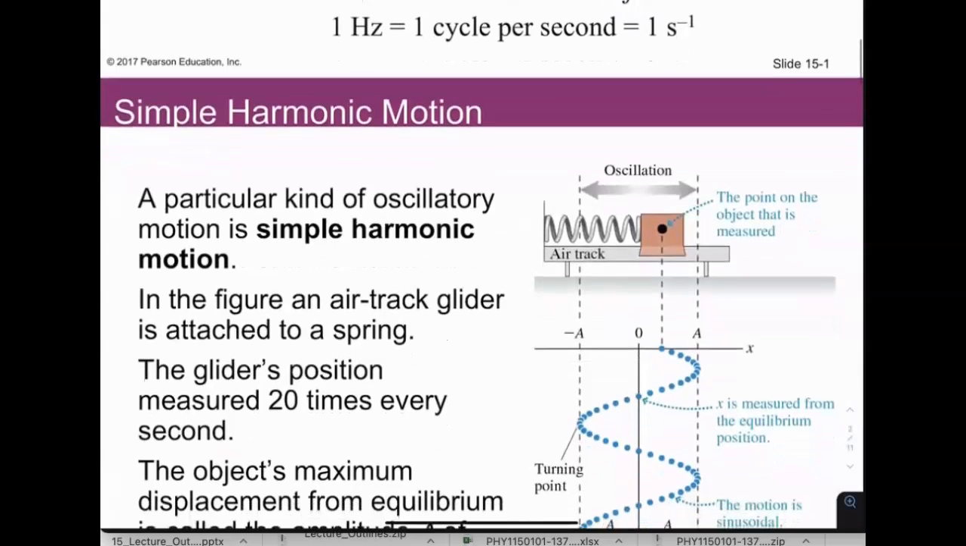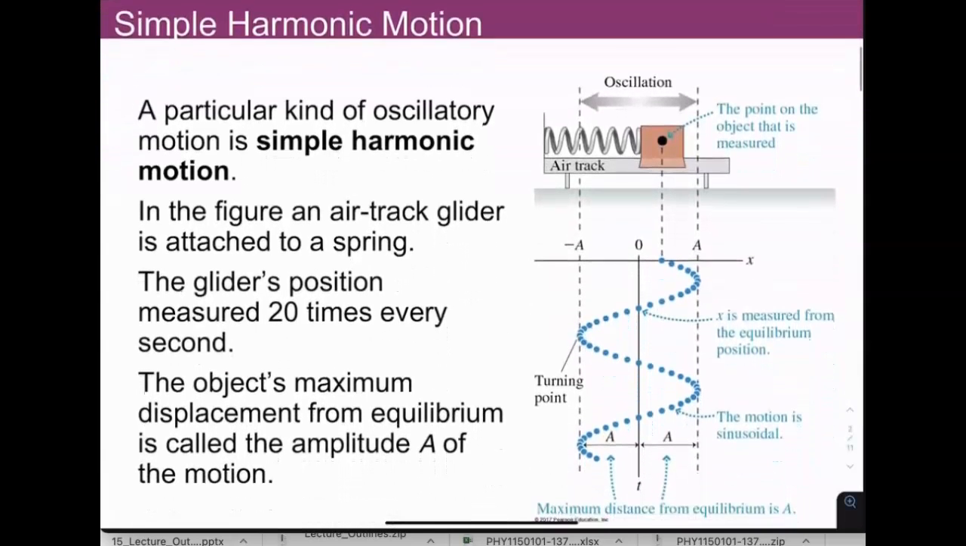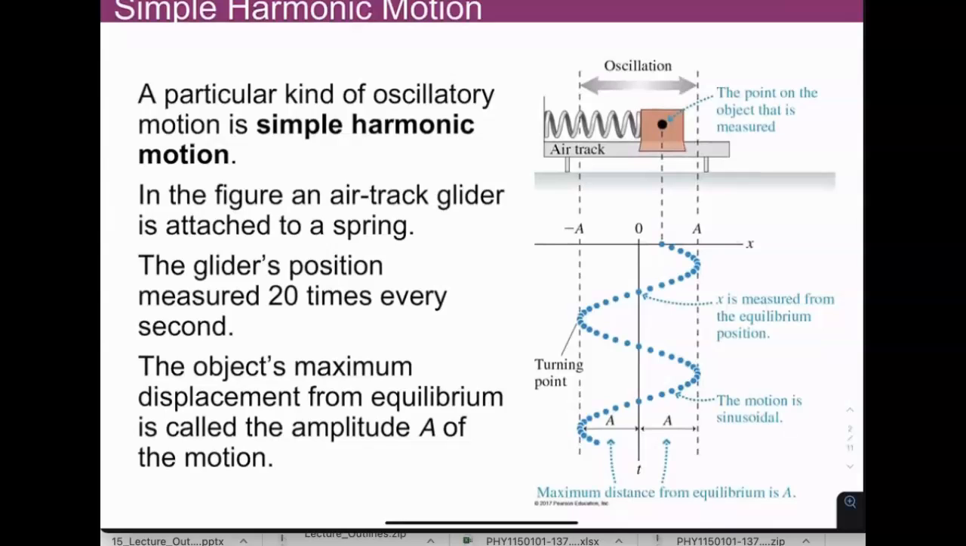A particular kind of oscillatory motion is simple harmonic motion. In the figure, an air track glider is attached to a spring. The glider's position is measured 20 times every second. The object's maximum displacement from equilibrium is called the amplitude of the motion. In this example, the amplitude of the glider's oscillation is this distance.